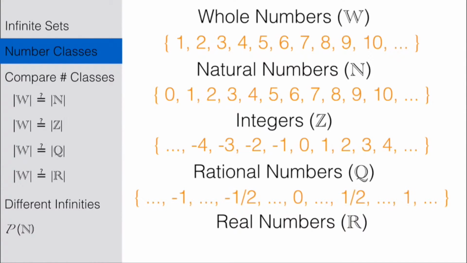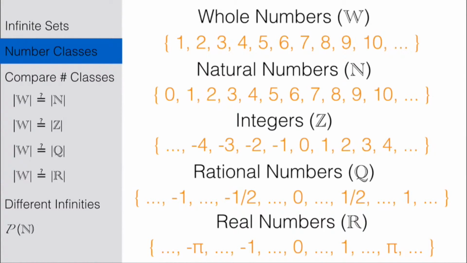Then you have the rational numbers, and these are all the numbers that can be represented as a fraction. So not only are you going to negative infinity and positive infinity, but every fraction in between integers is represented as well. And then you have the real numbers, which also include numbers that can't be represented as a fraction, like pi or other irrational numbers.